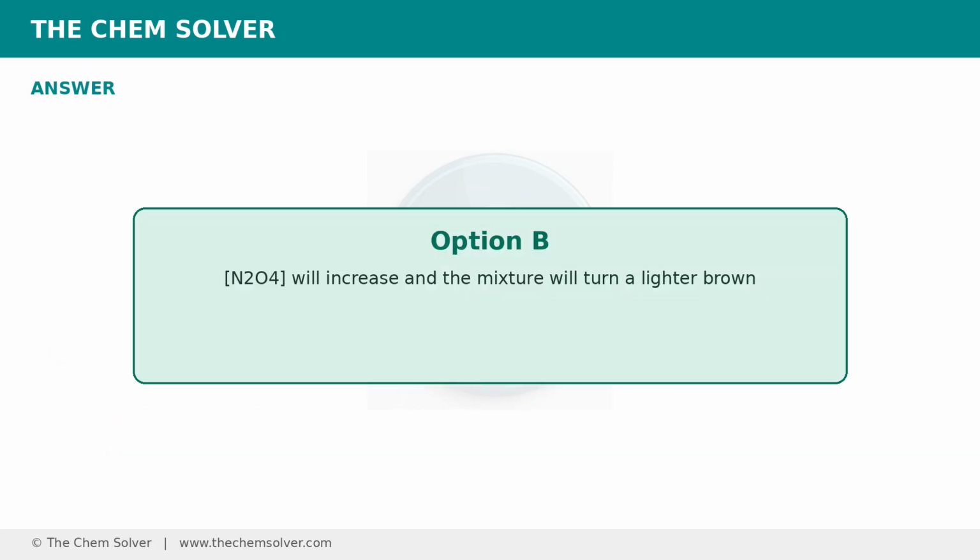The correct answer is option B. N2O4 will increase and the mixture will turn a lighter brown.